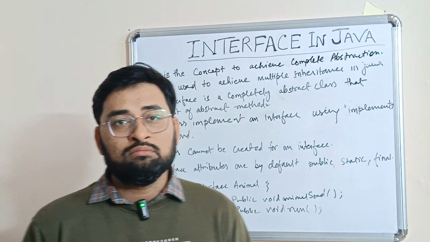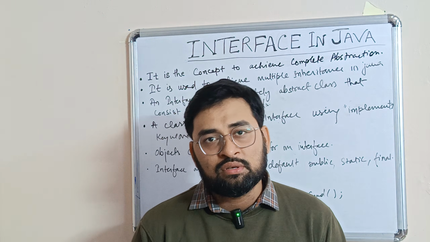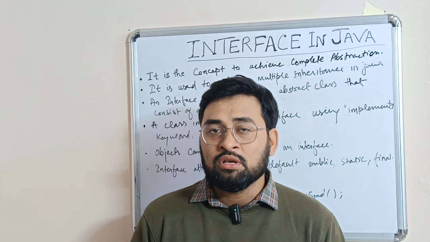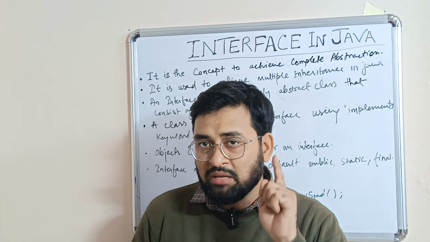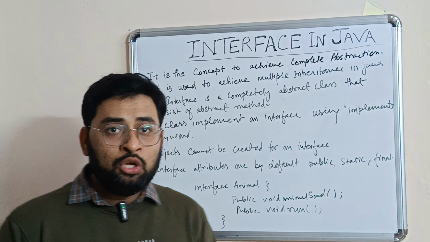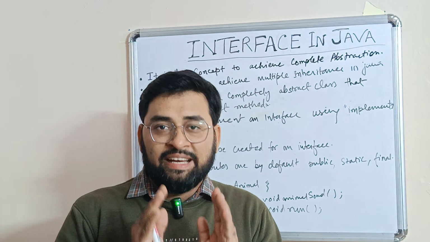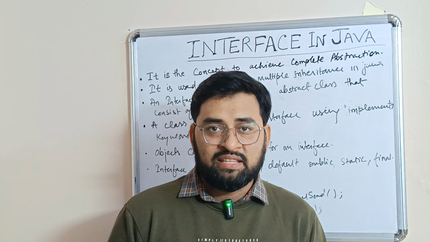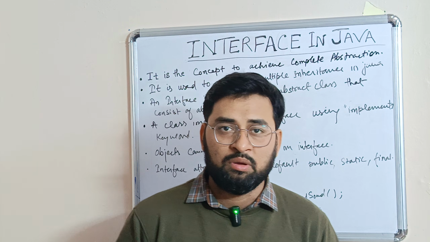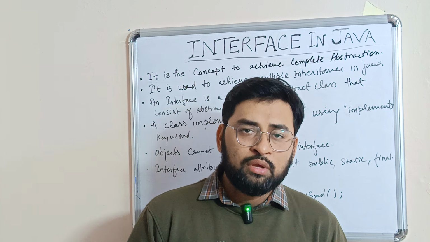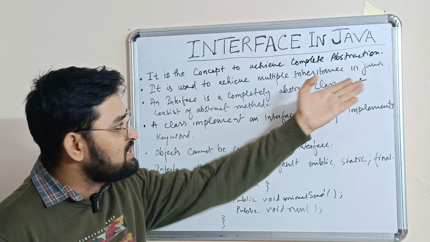To make the system secured, we require interface. That is the specialty of interface. To achieve the multiple inheritance, that is the very much important points to remember. To achieve the multiple inheritance, the interface is required. This is the very important key points you must remember about the interface in Java. Okay, next point, you can say it is used to achieve multiple inheritance, as we have discussed in Java.